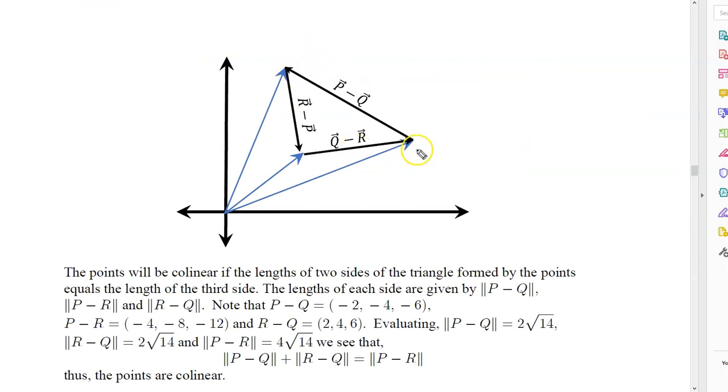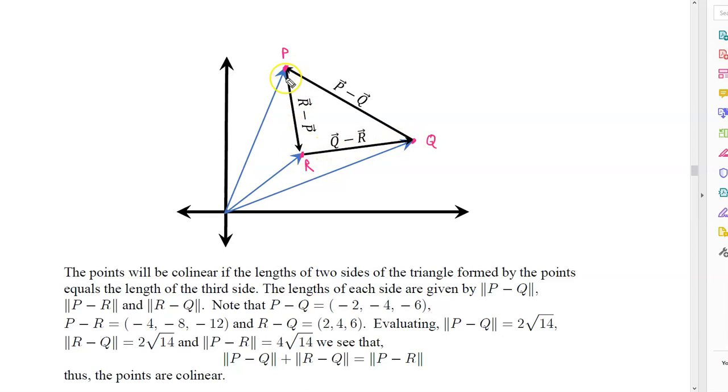So you see right here in this picture, we might have the point P right here, the point Q here, and the point R right here. And so this vector right here, pointing from Q to P, would be P minus Q. This vector would be R minus P, and this vector would be Q minus R.